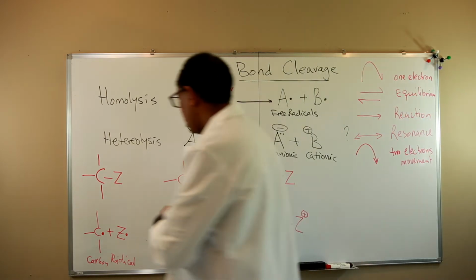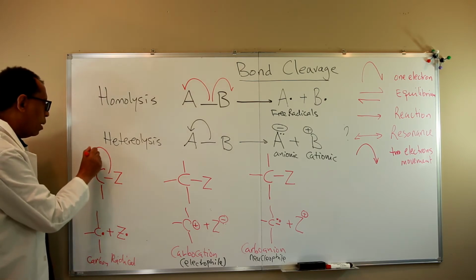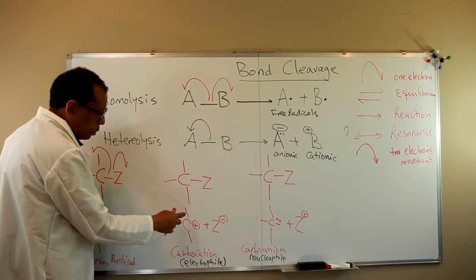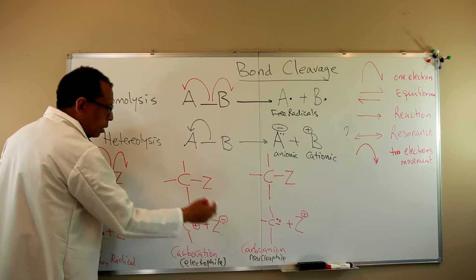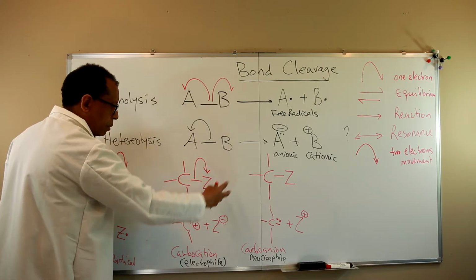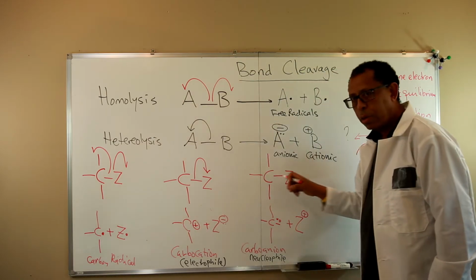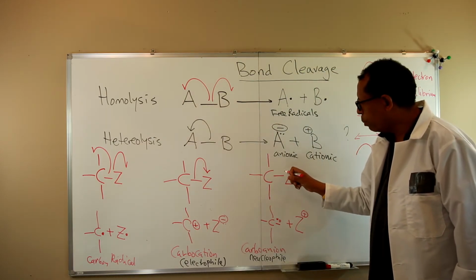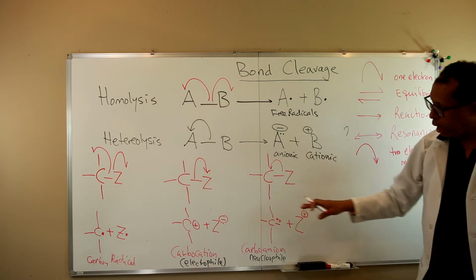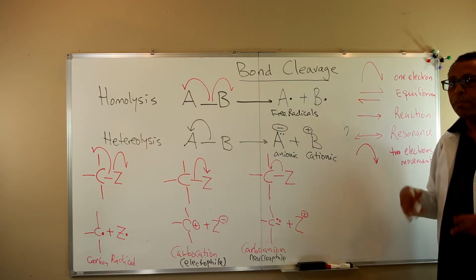Here, the appropriate arrow to come to this is a single fishhook. Here, both electrons are carried by Z, the substituent, not carbon. So both electrons are moved and the bond is broken. Here, both electrons, the ones in the covalent bond, are broken and carried by carbon. So these are the different arrow movements you would encounter during bond cleavage and bond making.